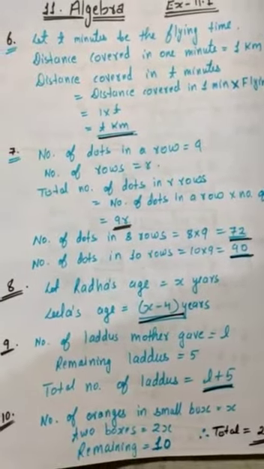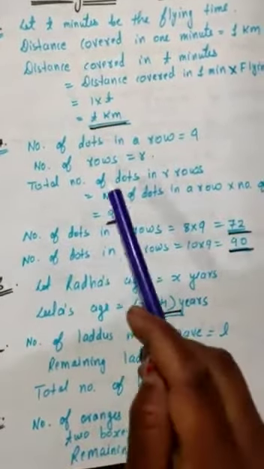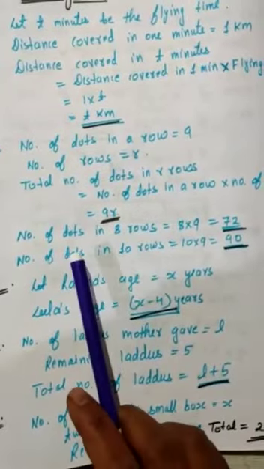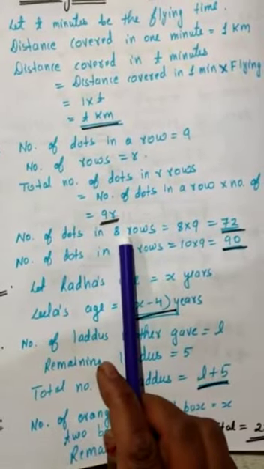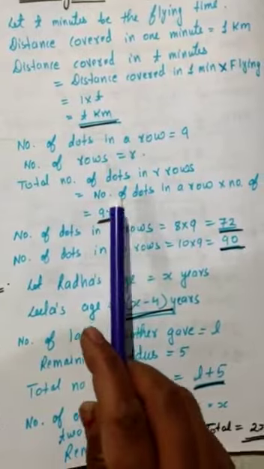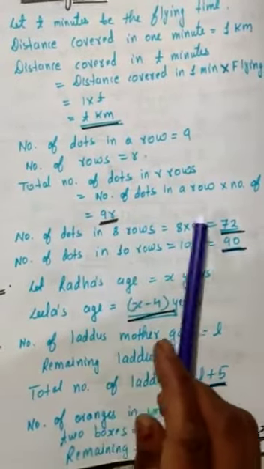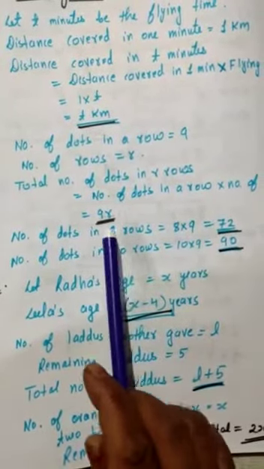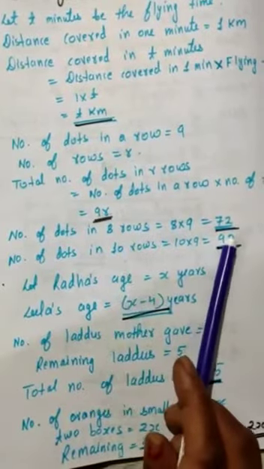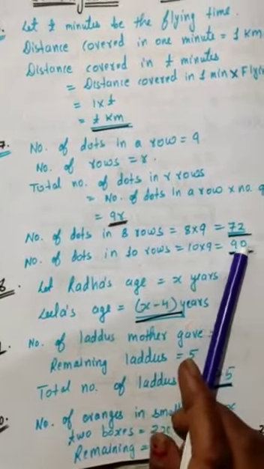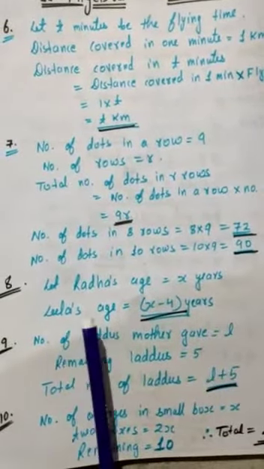Okay, so all these questions are very simple, and after finding the equation they are asking how many dots will be there in 8 rows. So you just have to put the value of r as 8. So 9 eights are 72, and in 10 rows, 9 into 10, which is 90. Okay, so this way we have to do.